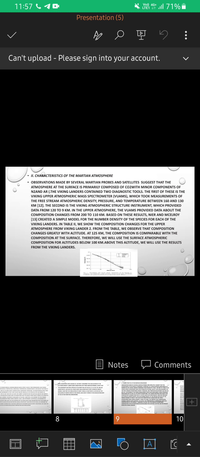Therefore, we will use the surface atmospheric composition for altitudes below 100 km. Above that altitude, we will use the results from the Viking landers. The graph is given below.